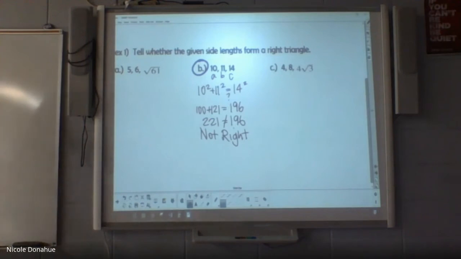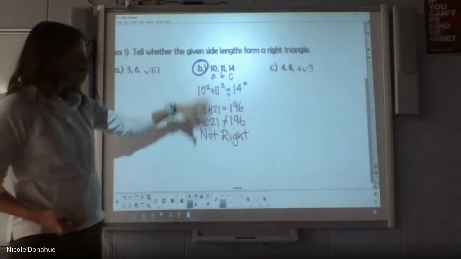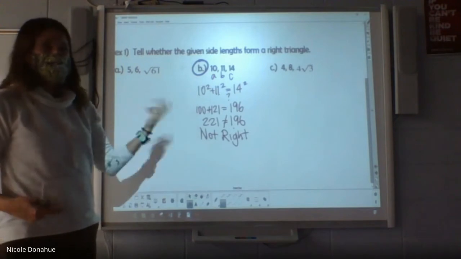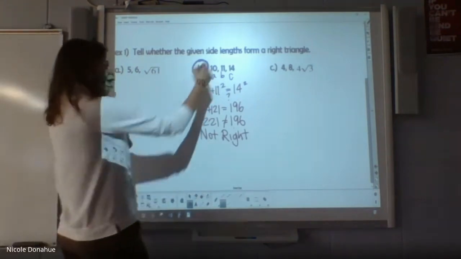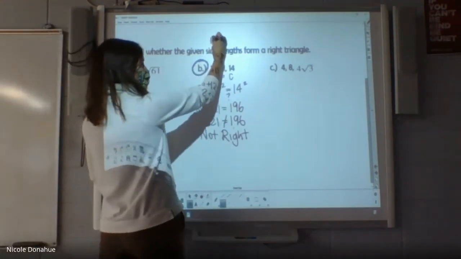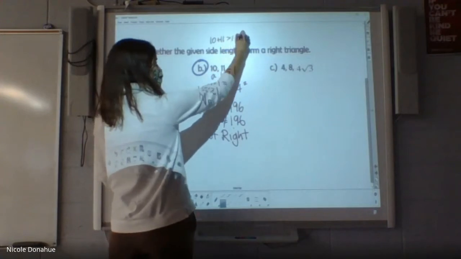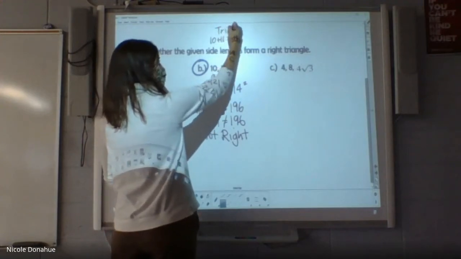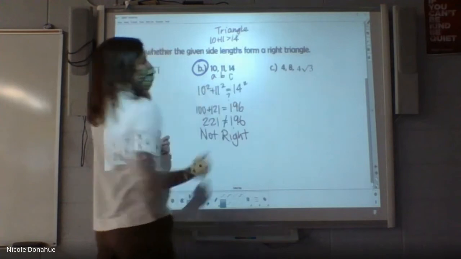Now, when we get to the back side of the notes, we're actually going to be able to find out what type of triangle it's going to be. Like, is it acute or obtuse? But this one is not a right triangle, but does form a triangle because, as he was saying, 10 plus 11 is bigger than 14. So it is a triangle, but it's not a right one.